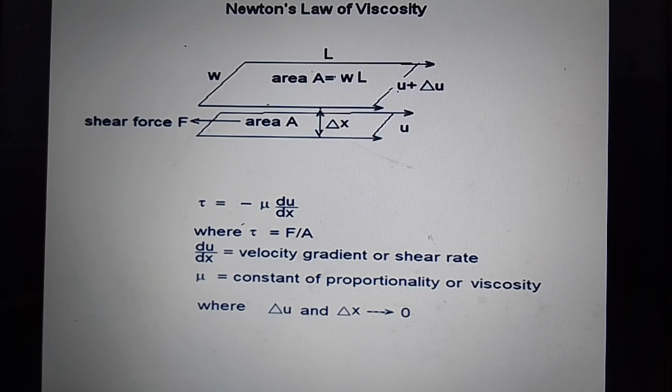And now we'll go to the virtual laboratory to determine viscosity. There are many methods of measuring viscosity, but the simplest is the falling sphere method. We'll discuss that next.